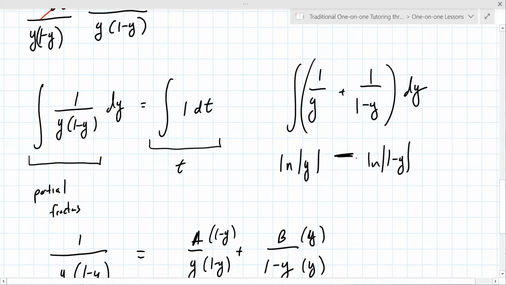Another way to work through that is if you were to take the derivative of this, it would be 1 over 1 minus y. But when you take the derivative of the inside function, there's a negative, and that negative cancels out to make a positive.